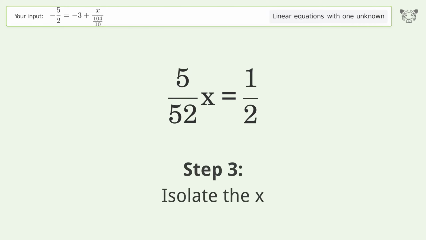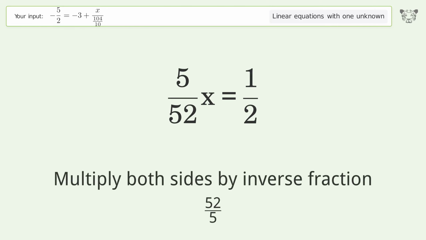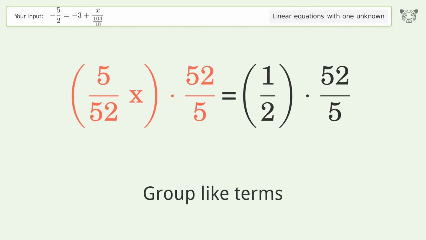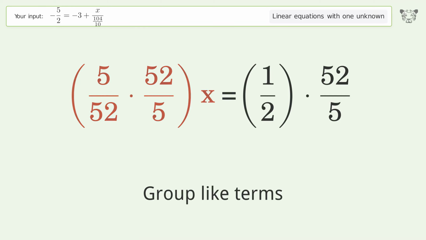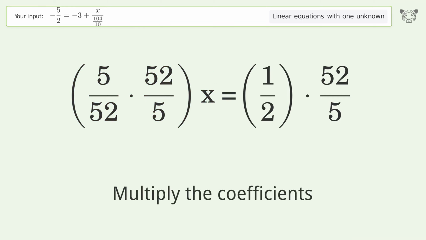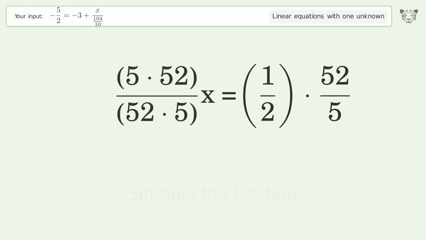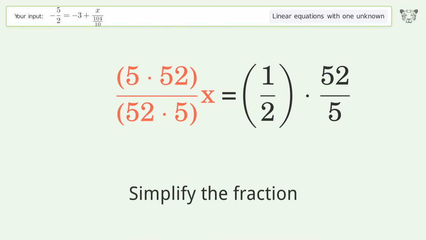Isolate the x. Multiply both sides by inverse fraction 52/5. Group like terms. Multiply the coefficients. Simplify the fraction.